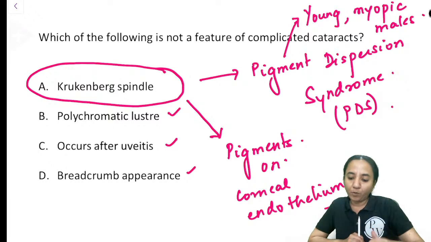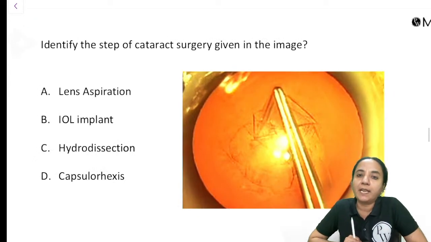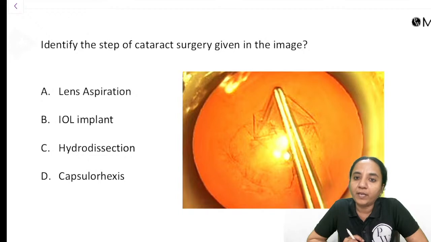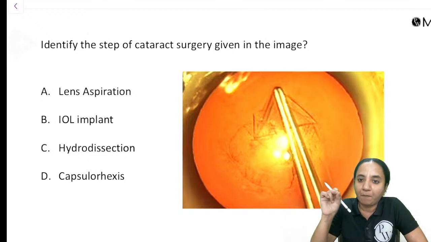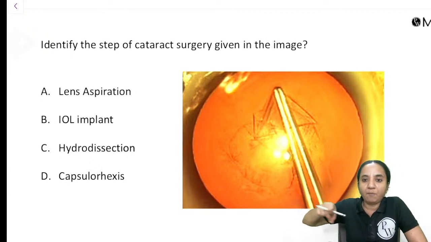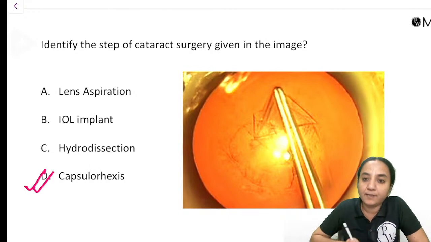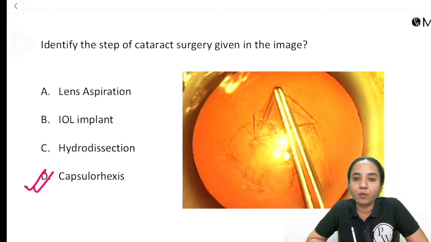Right? Let's go to the next question. Again, a very simple image based question. Identify this step given in the image. This is one of the important steps of cataract surgery. So what do you see? You see that the capsule has been picked up by the capsulorhexis forceps and a circular opening is being made on the anterior capsule. So this is called capsulorhexis.